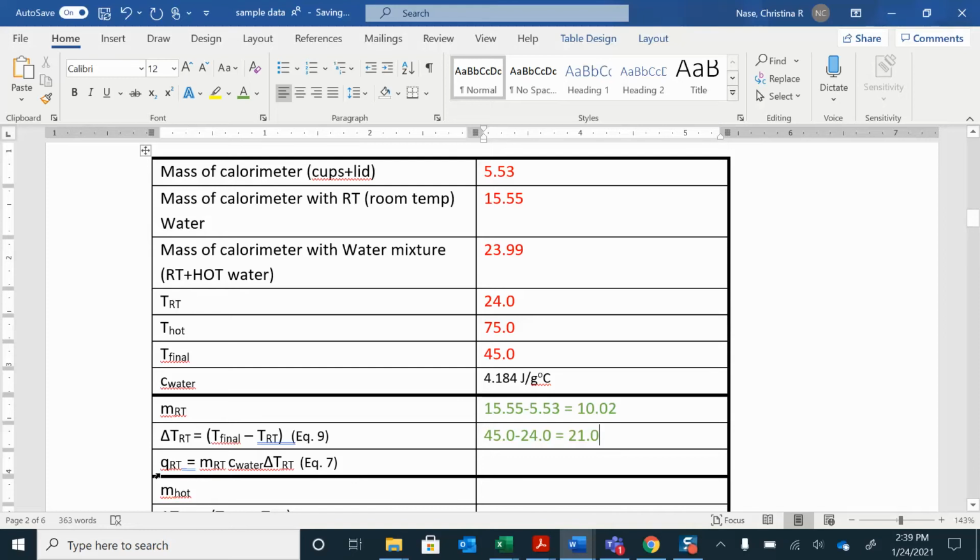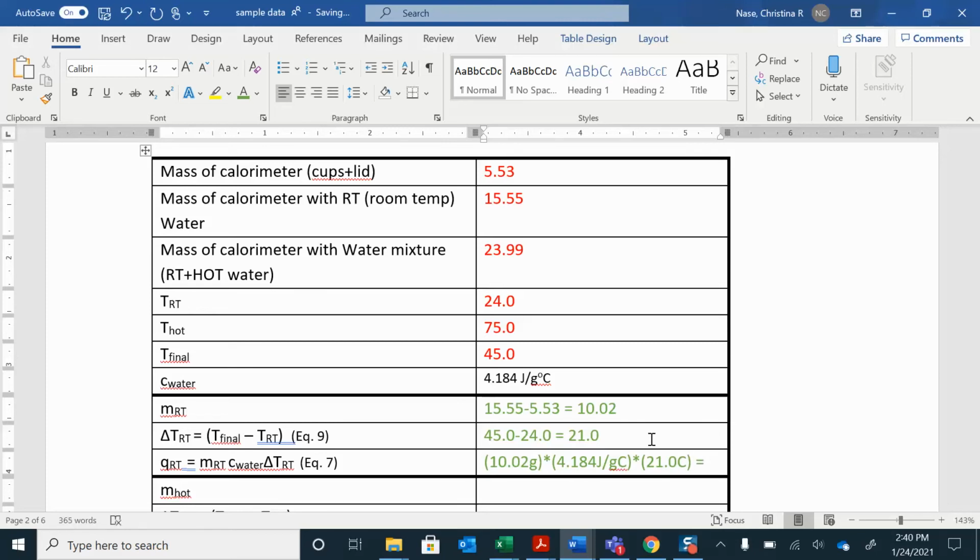And then we want to find the Q, the heat of the room temperature water. So Q equals MC delta T. So I want the mass and the delta T for the room temperature water, and the specific heat capacity of water is just this constant over here. So MC delta T is just going to be the mass that I just found at 10.02 times heat capacity, 4.184. Let's look at our units on here too. So this is in grams, this is in joules per gram degree C, and then my delta T here is going to be in degree C. So it's the delta T that I just calculated there, which was the 21.